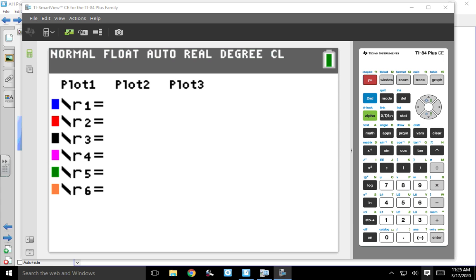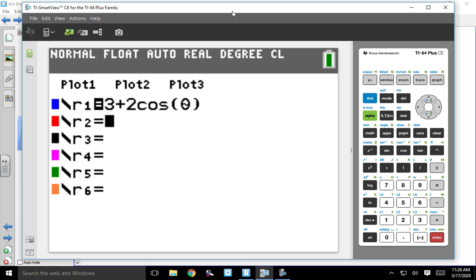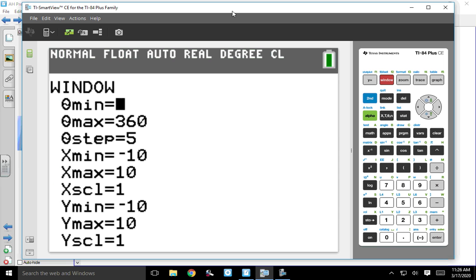You've got 3 plus 2 times the cosine of theta. And the second equation there is 5 sine of 2 theta. All right, so get both of those punched in there. Check your window to see that you've got a window we can sketch this in. 0 to 360 with a theta step of 5. That should be fine for us. And negative 10 to 10, that should be an okay window there for us to see this in.